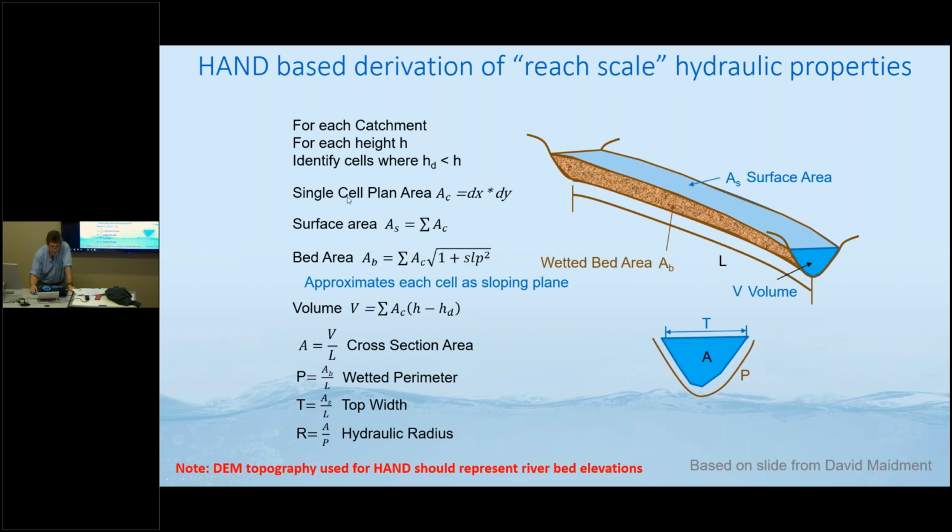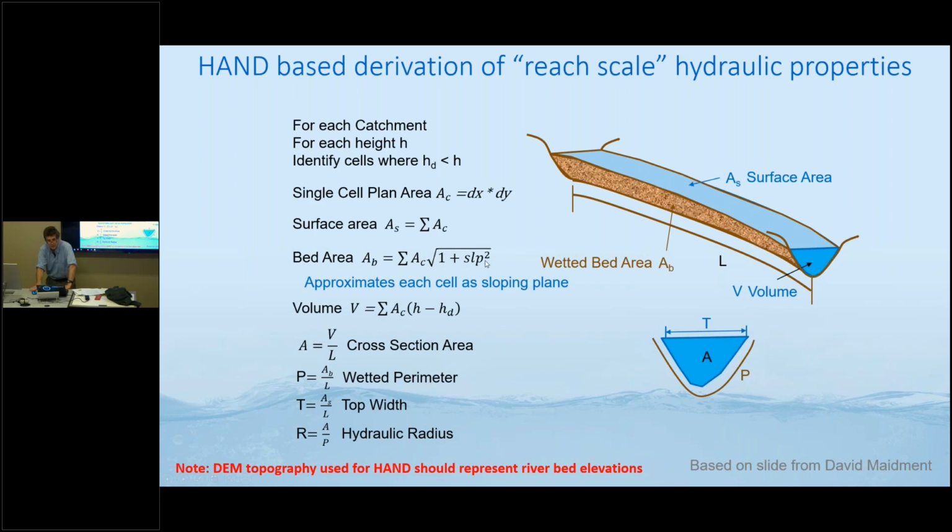Then each single cell has a plan area, the cell size dx by dy. And so the surface area, this A_S, is the sum over the cells where the HD is less than H of that single cell area. So it's just summing up the cell areas. And mostly the cell areas will be the same. In this calculation, they are subtly different because we did allow the opportunity to work in a geographic coordinate system where the cells get narrower as you get towards the North Pole. The bed area is the surface area times the square root of 1 plus the slope squared.